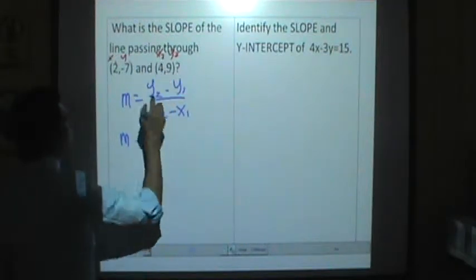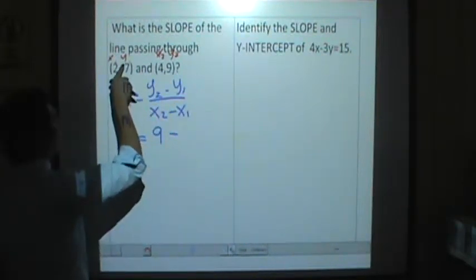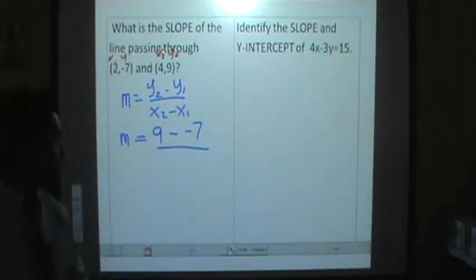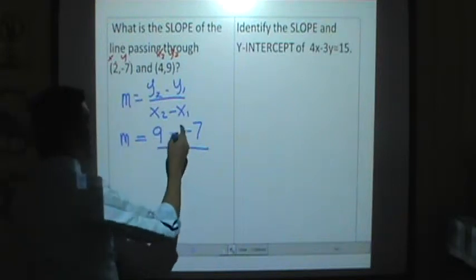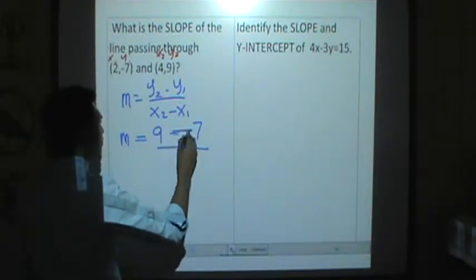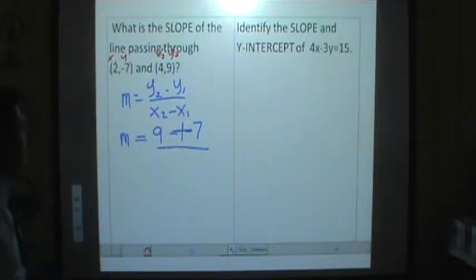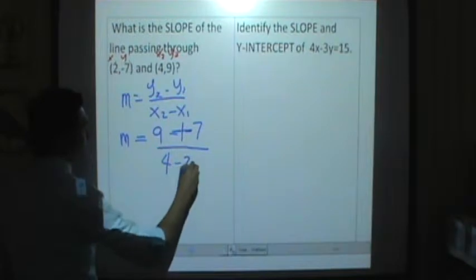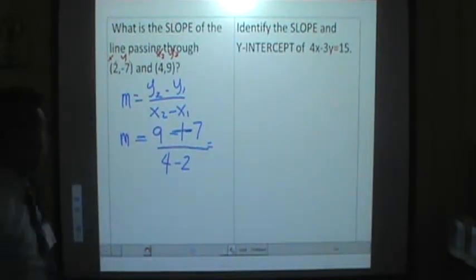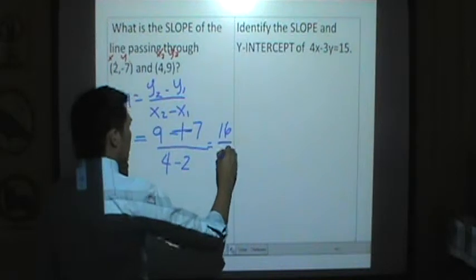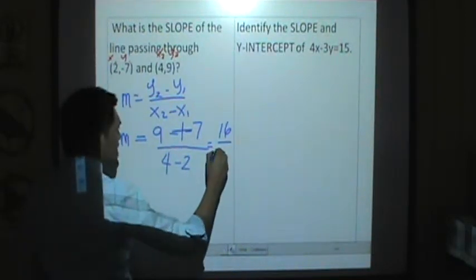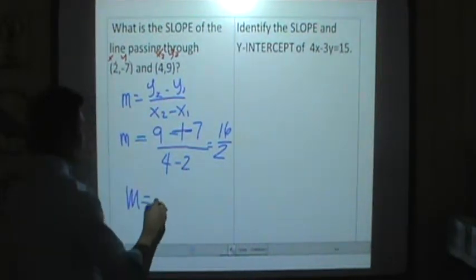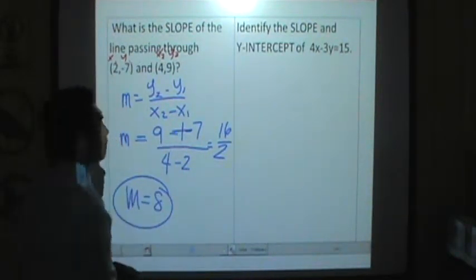And here for the y2 we have 9 minus, and then y1 is -7. But you have to remember that in middle school or probably in elementary, you learned that 2 negatives give you a positive. So why don't we just go ahead and make it 9 plus 7. And now for x2 minus x1 we have 4 minus 2. 9 plus 7 is 16, over 4 minus 2, which is 2. 16 over 2, in lowest terms, is equal to 8.